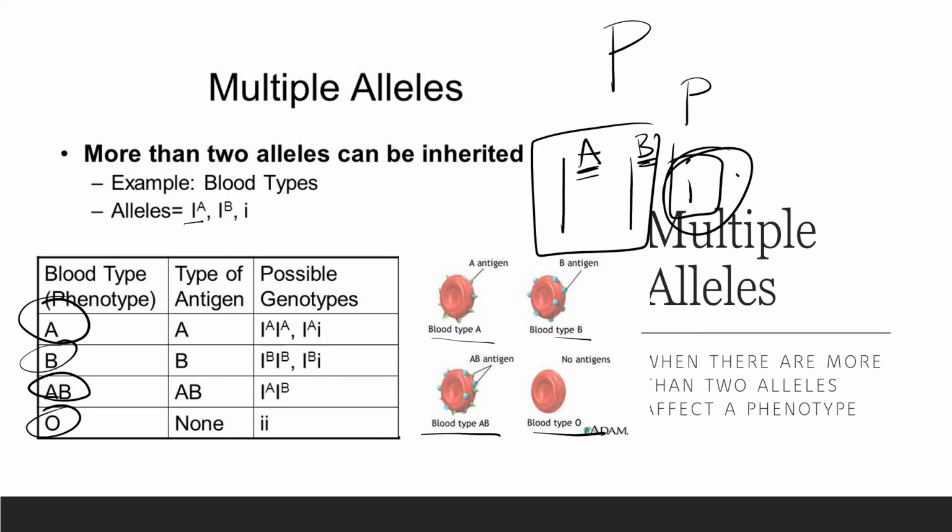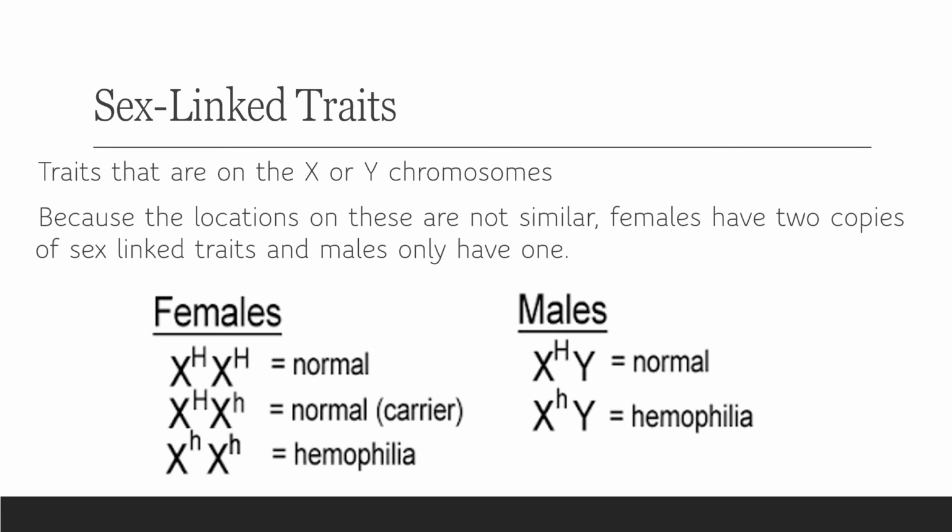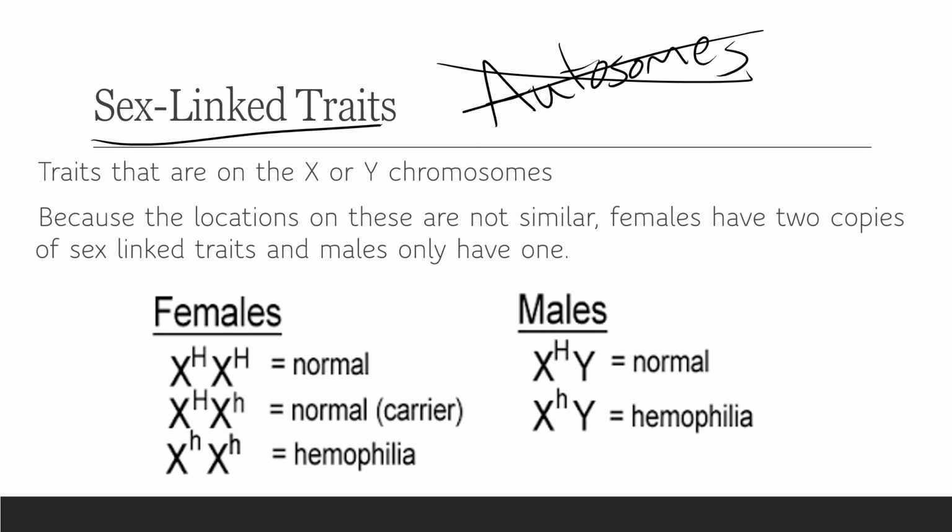If you think about it, basically A and B are codominant here. So you either have A, B, AB, or O. This is because there are multiple alleles, not just two. All right, finally, we have sex-linked traits. All the traits we've looked at so far are on our autosomes. Sex-linked traits are not on the autosomes. They are on the X and Y chromosomes, or our sex chromosomes.